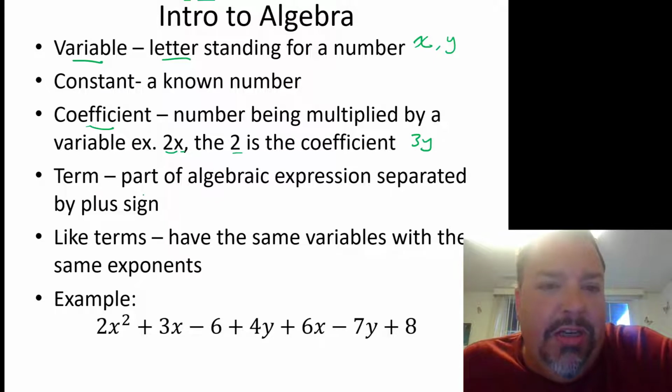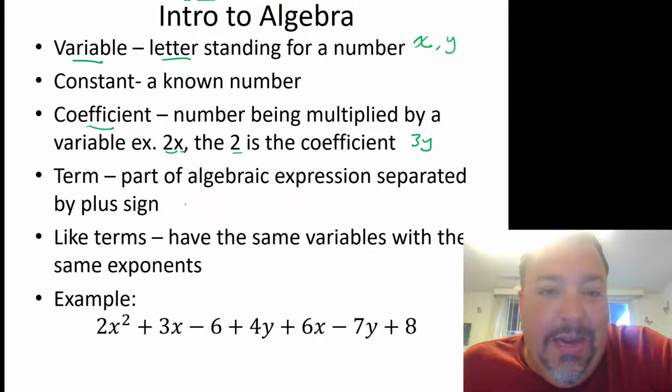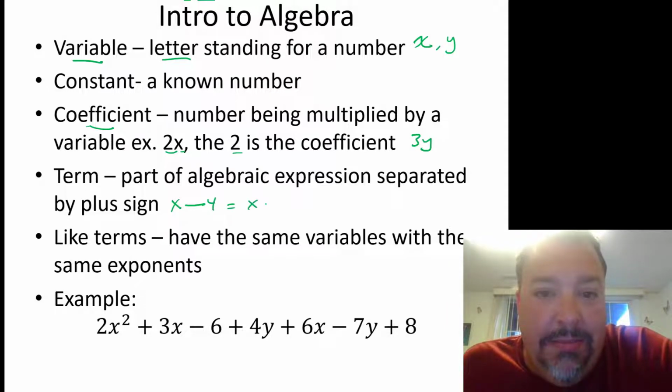A term is part of an algebraic expression that's separated by a plus sign, but we're going to see that anytime we have a subtraction sign, we can rewrite that. So for example, if I have x minus 4, I can write that as x plus a negative 4. So just because it says separated by a plus sign, anytime we have a minus sign or subtraction sign, we can change that to adding the opposite so that we can look at the terms.